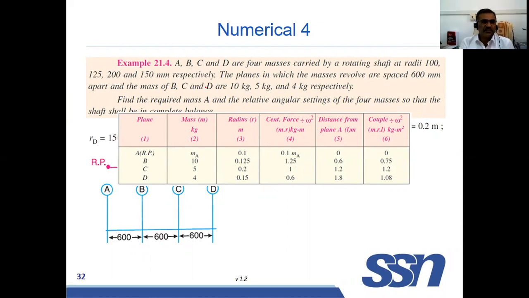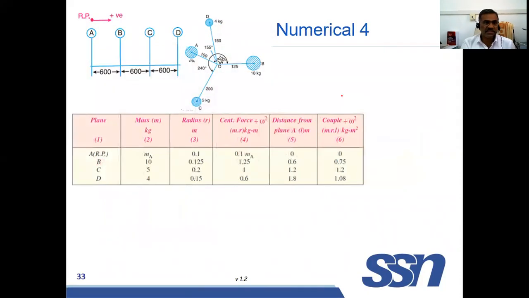In this problem, A, B, C, D are 4 masses carried by a rotating shaft at radii given as 125, 200, 150 respectively. The planes in which the masses revolve are 600 millimeter apart, and the masses B, C, D are 10 kg, 5 kg, 4 kg respectively. So for this problem, you have to draw the table first, right?